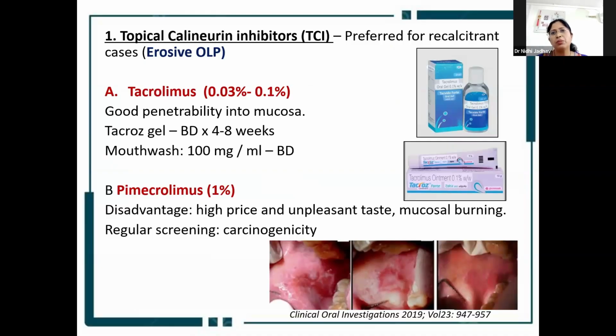The other option is pimecrolimus, though less commonly used because of its disadvantage of high price and unpleasant taste, mucosal burning, and also the side effect of carcinogenicity. So there are few reports pertaining to the use of pimecrolimus, as you can see in this picture.